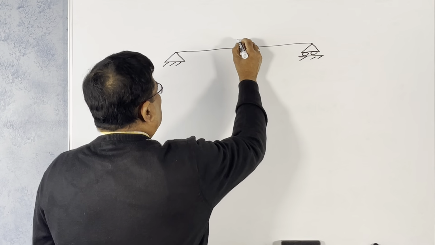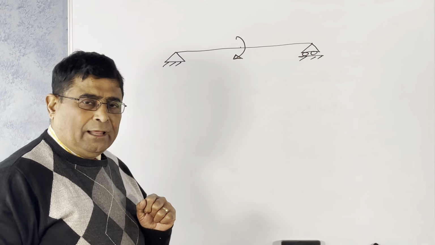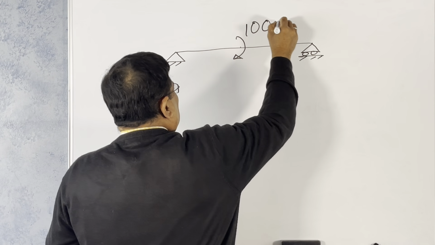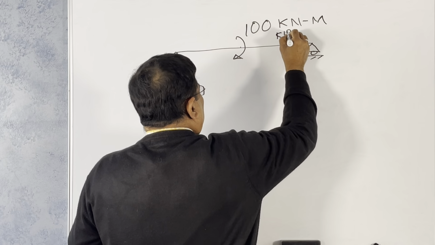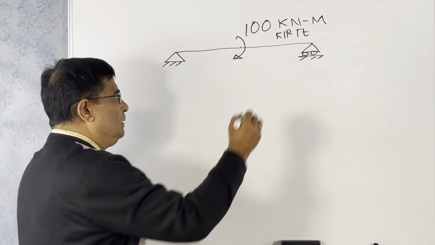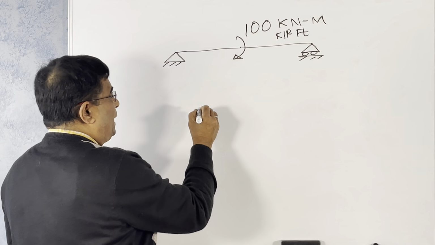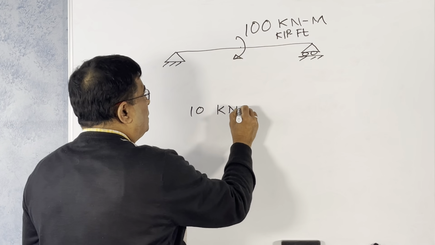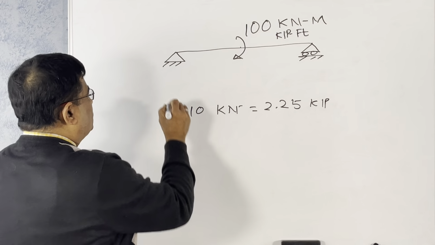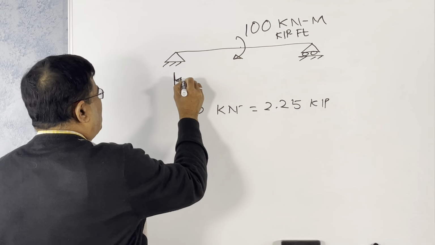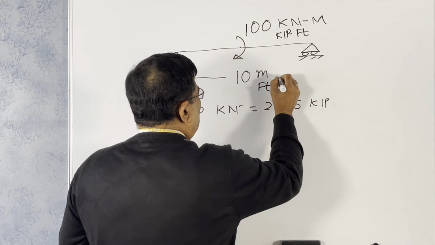and which is subjected at the middle to, say, a moment. This moment, if you give a numerical value, say consider it is 100 kilonewton meter or 100 kip feet. They are not the same because 10 kilonewton equals 2.25 kip. This is the relation. And also, I assume the span length is 10, either meter or feet. This is the span.